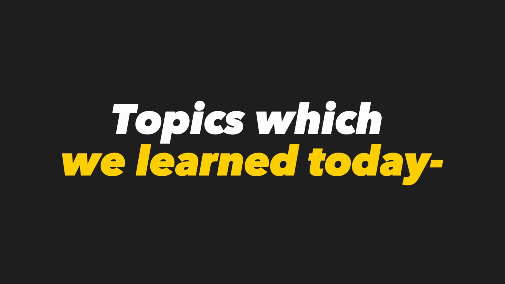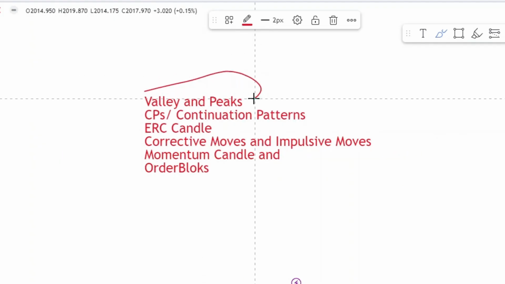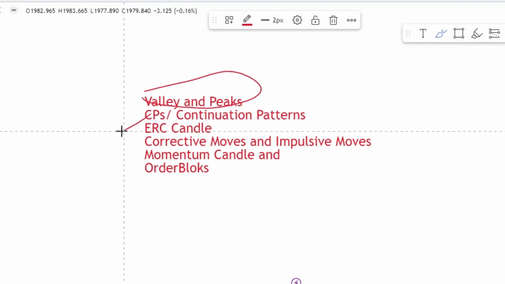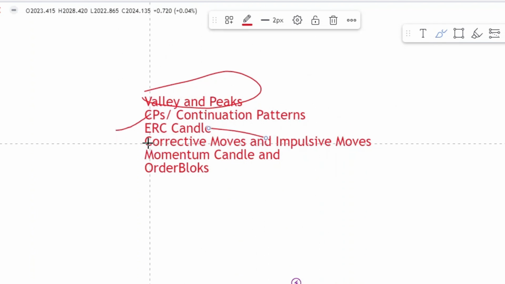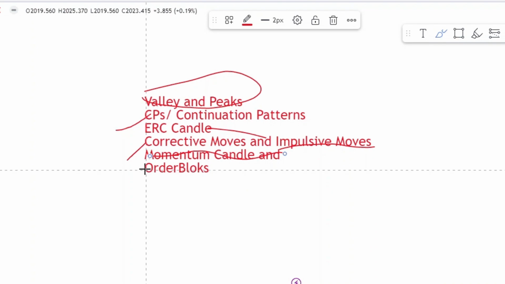In this video today, we have learned about bellies and peaks. We have learned about CPs or continuation patterns, ESC candle. We have learned about corrective moves and impulsive moves. We have learned about momentum candle, and we have learned about order blocks.